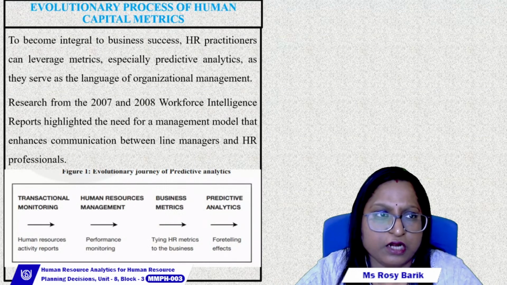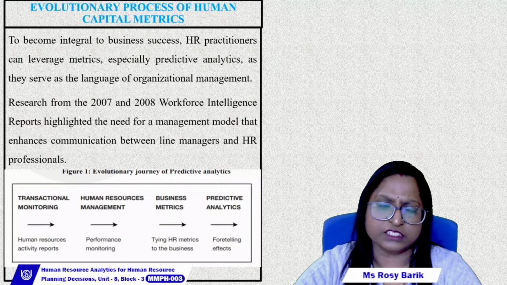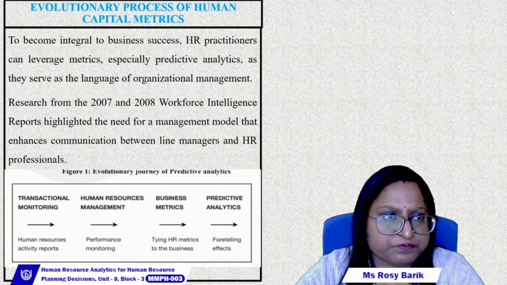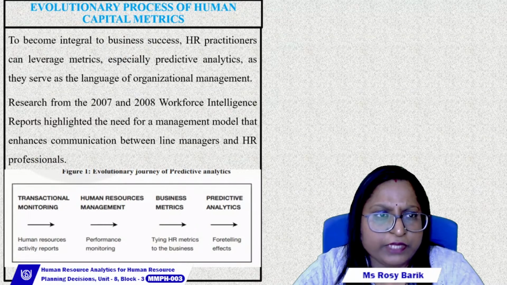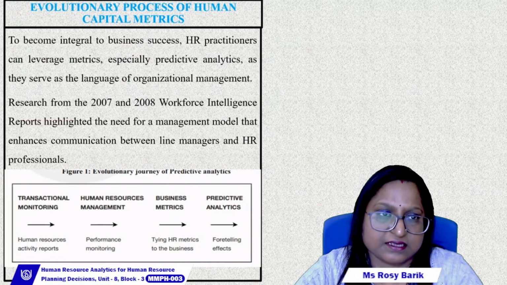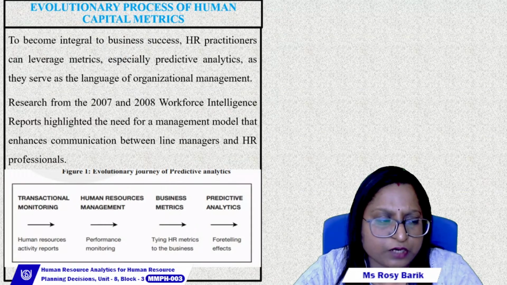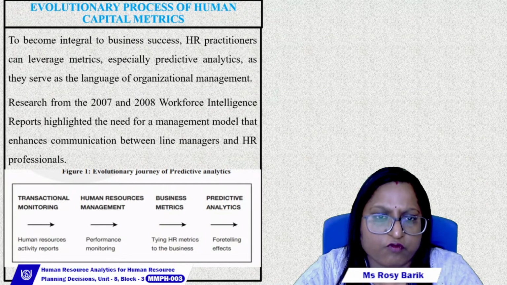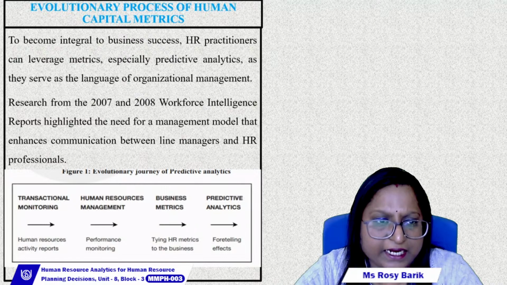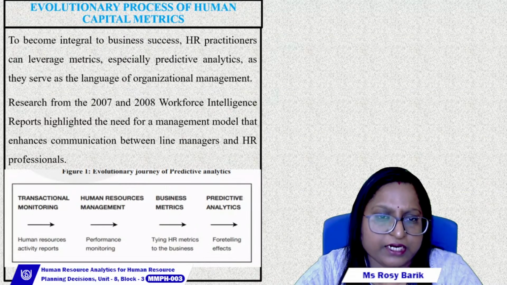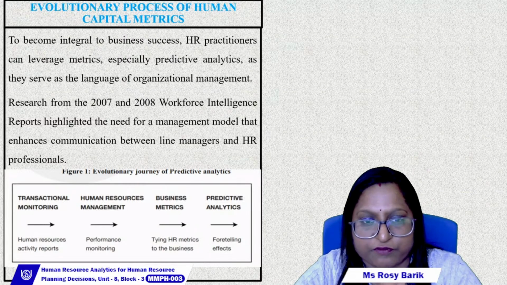Now we will be discussing the evolutionary process of human capital metrics. So how this process has been developed and evolved. First of all, to become integral to the business success, HR practitioners can leverage metrics, especially predictive analysis, as they serve as the language for organizational management. Research from the 2007 and 2008 workforce intelligence reports highlighted the need for a management model that enhances communication between line managers as well as HR professionals.